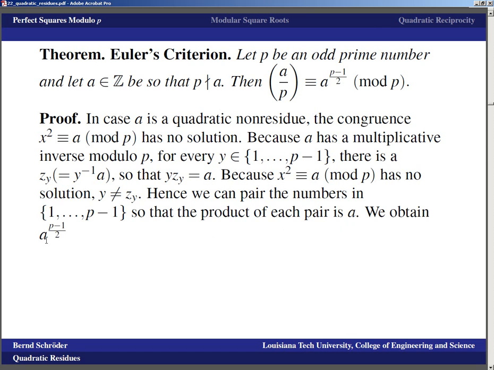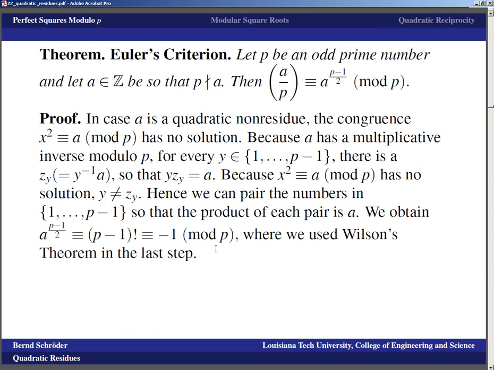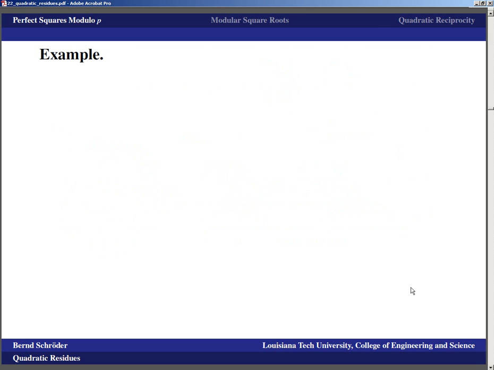And that means that a to the (p minus 1)/2 is nothing but (p minus 1) factorial, because if I now, for every one of these (p minus 1)/2 powers, take the a and replace it with exactly one of these pairs here until all these pairs are exhausted, I end up with the product of the first p minus 1 integers, and that's (p minus 1) factorial. And that is equivalent to -1 modulo p by Wilson's theorem. And so that finishes Euler's criterion.